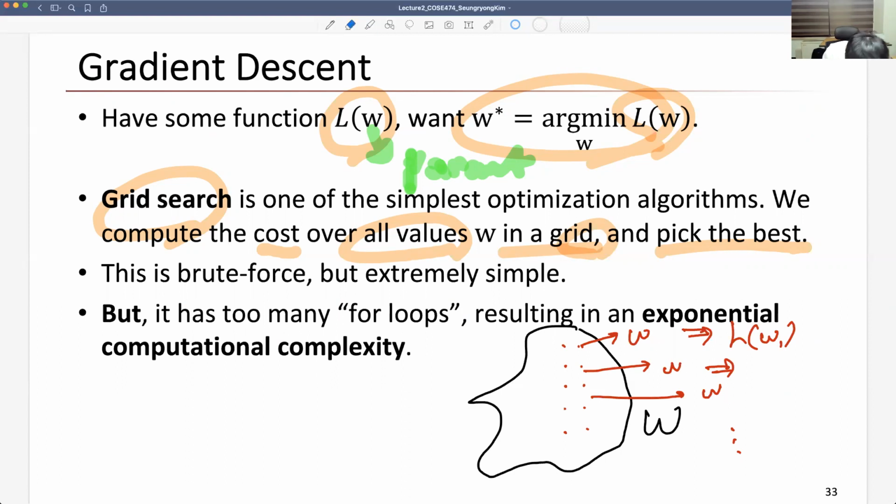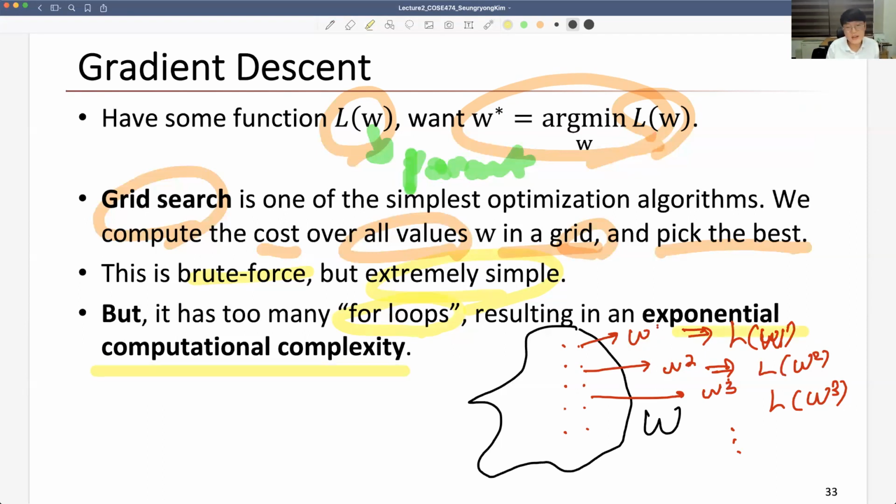Let's use the superscript. W1, W2, W3. And then we can pick the best one, right? This is actually the easiest way to solve this problem. But as you can imagine, this is very brute force. It's extremely simple, but it has too many trials to find the optimal parameter W, resulting in exponential computational complexity.